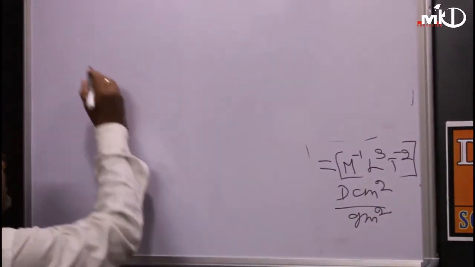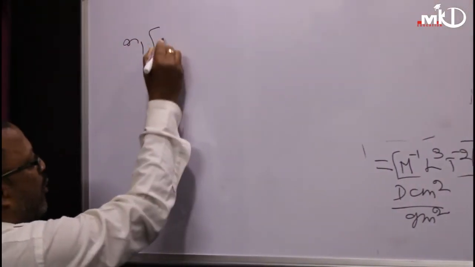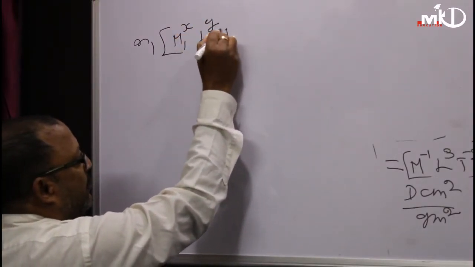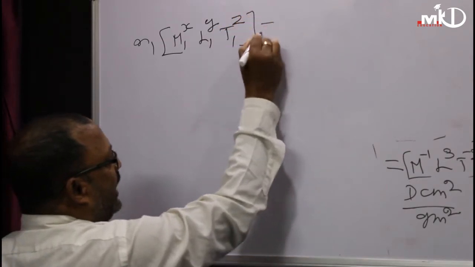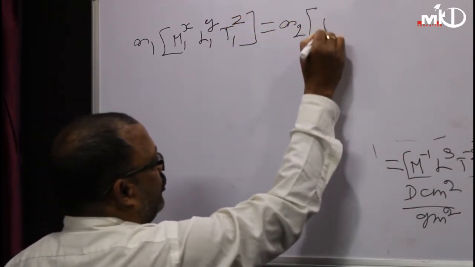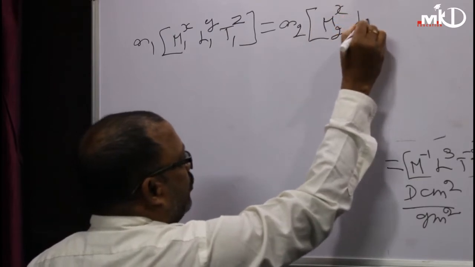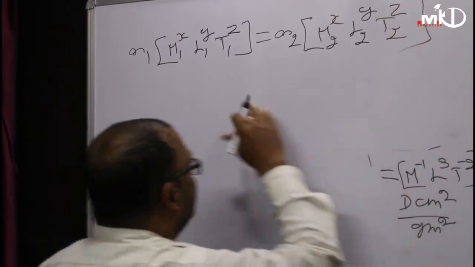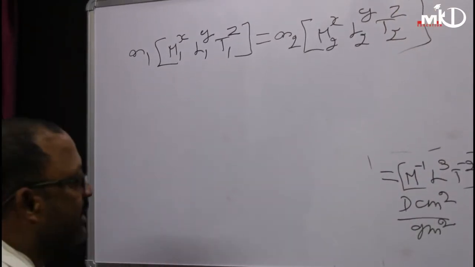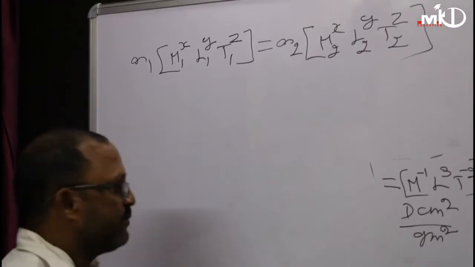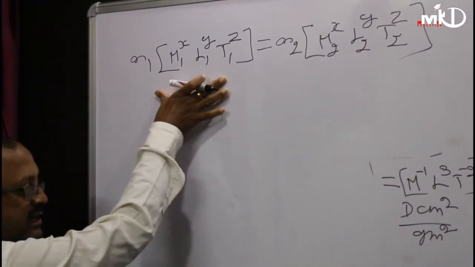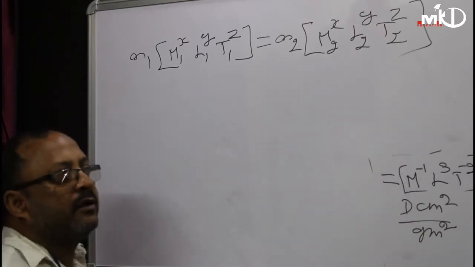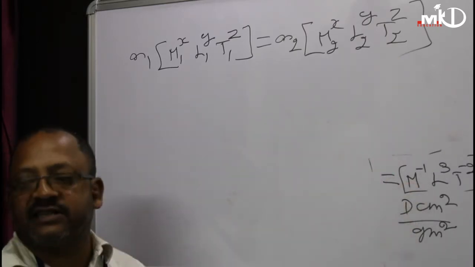The principle of homogeneity states that N1 into M1 to the power X, L1 to the power Y, and T1 to the power Z is equal to N2 into M2 to the power X, L2 to the power Y, and T2 to the power Z. This LHS side I have used for the SI system and the RHS side for the CGS system, because in both unit systems the dimension remains the same.